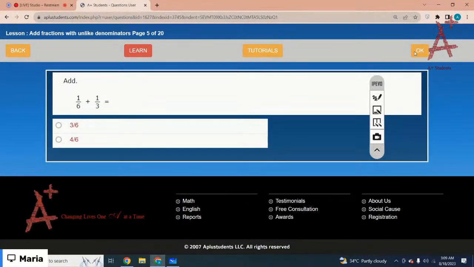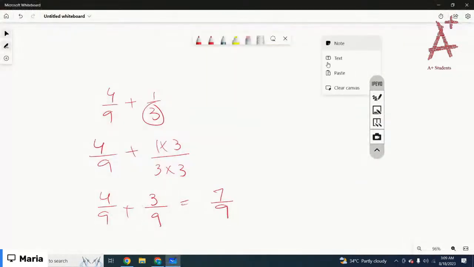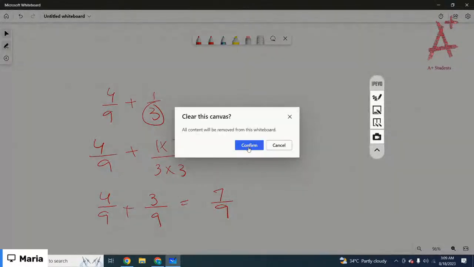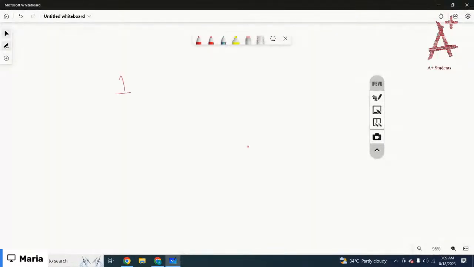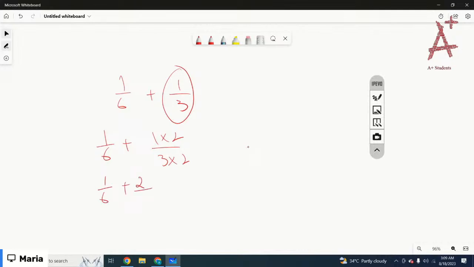Okay, the next one is 1 over 6 plus 1 over 3. First of all, you have to make the denominator the same. So 3 times 2 is 6. So you have to multiply this fraction by 2. It would be 1 times 2 over 3 times 2. So it would be 2 over 6. 2 times 1 is 2 and 2 times 3 is 6.